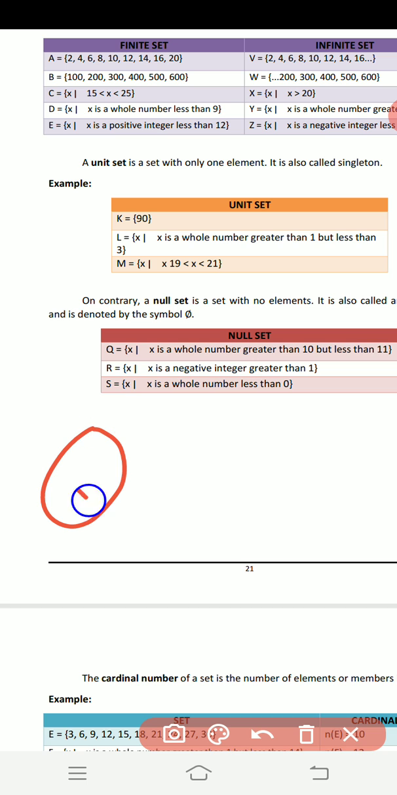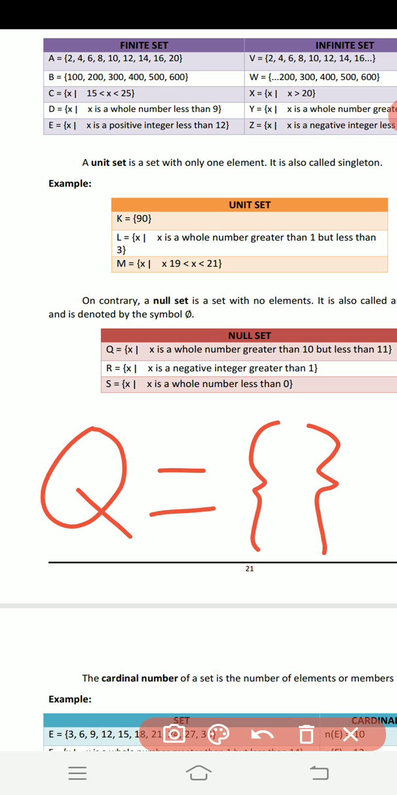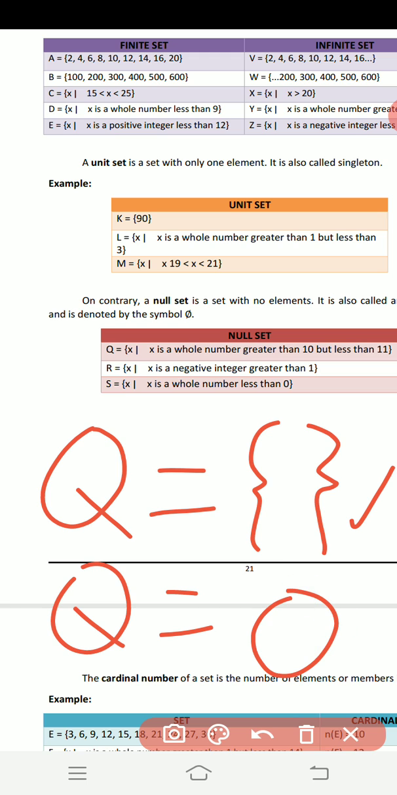Yeah, where Q is equal to a set with no elements. Yan yung tamang pagsulat niyan. Or Q equals yung ganyang symbol. Okay, dalawa lang yan ha. But not yung sinulat ko kanina na pinagsama niyo yung dalawa na yan. So yan lang dalawang tamang pagsulat ng null set.